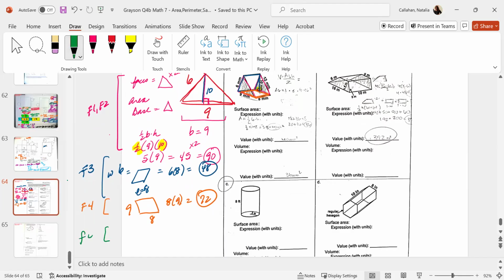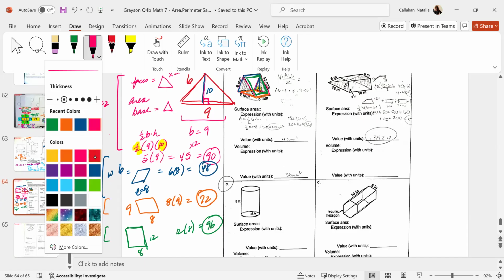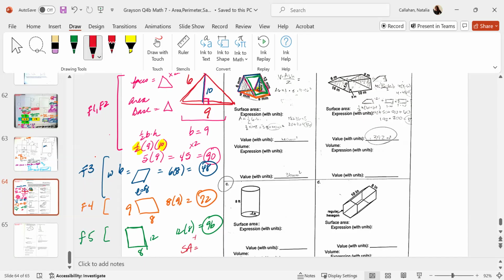And then last one, there's a face 4 or face 5, correct? Face 5. Take a look at this green one right here. Do you see the slant right here? That's face 5. What are the two dimensions that describe that face 5? 8 and 12. 96. Now, for you to find your surface area, you will need to add everything together, correct? So add everything together. Here is the calculator if you need it.